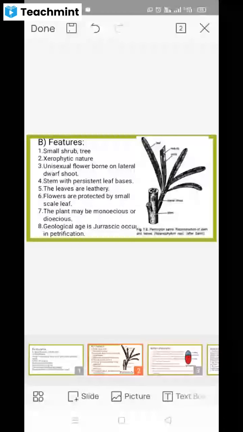Then the leaves are leathery. A leather-like texture of the leaves is present in Pentoxylon. Then flowers are protected by small scaly leaves. At the young stage, these flowers will be protected by the scaly leaves. Then the plant may be monoecious or dioecious.